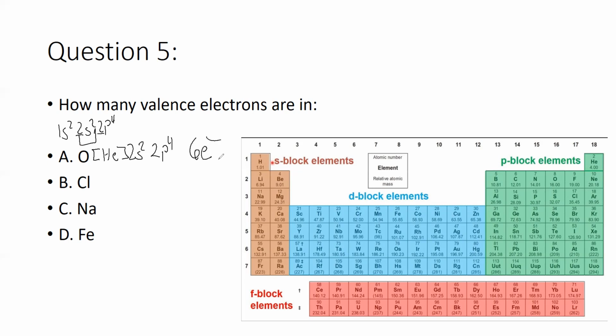So oxygen has 6 valence electrons, right? So it's how many electrons are in your highest energy level for that element. So see if you can figure out those numbers for chlorine, sodium, and iron. And I'll give you a few minutes to do that.